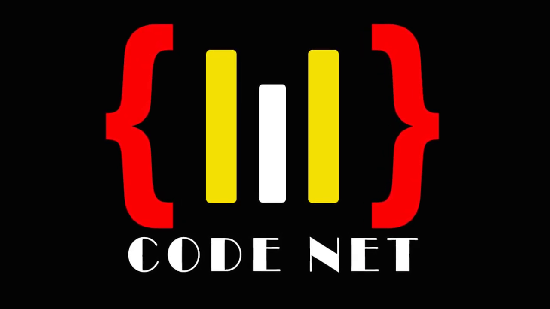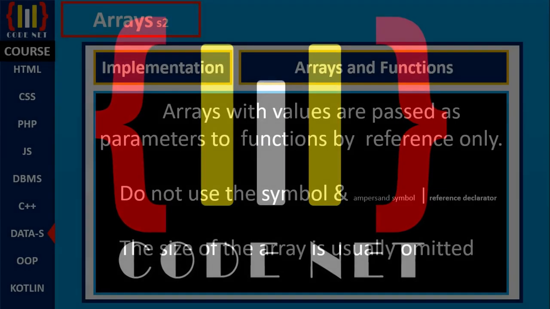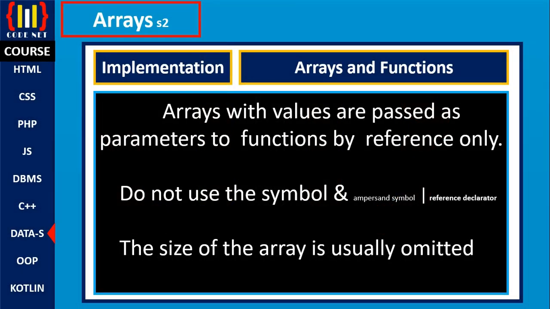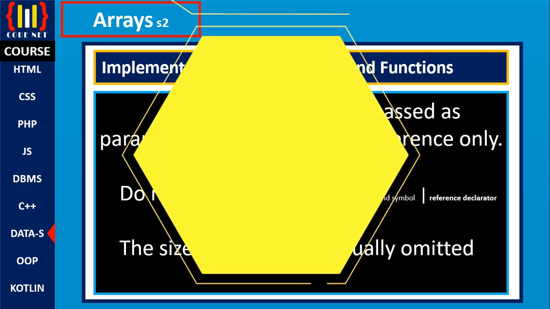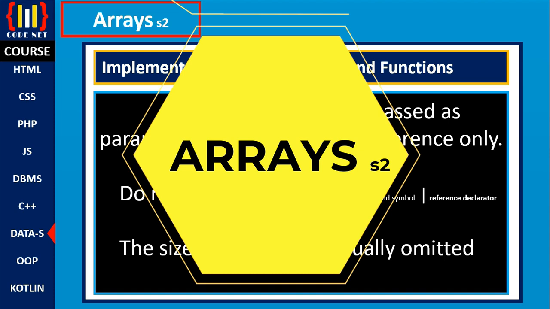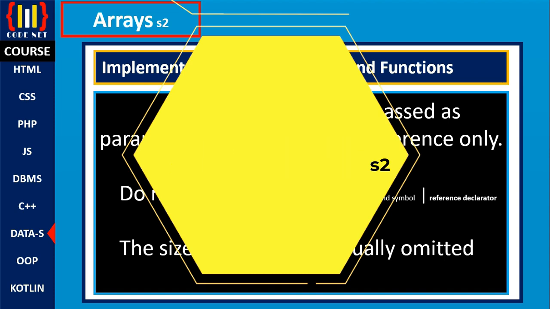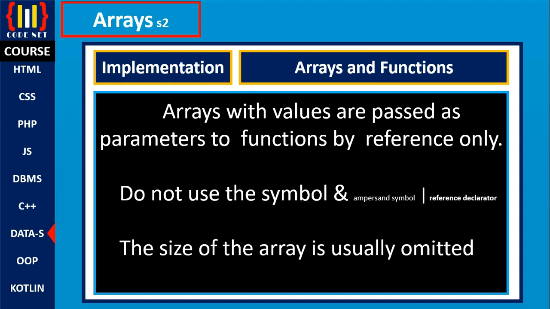We want to understand what arrays are and the final implementation when it comes to arrays. Firstly, we want to understand how arrays are passed on to a function when it comes to data structures and algorithms with C++. The very thing we need to understand is that when we pass arrays with values as parameters to a function, it is passed by reference only. Not by value, but by reference only. That's when we are passing an array with values to a certain function that contains certain parameters.